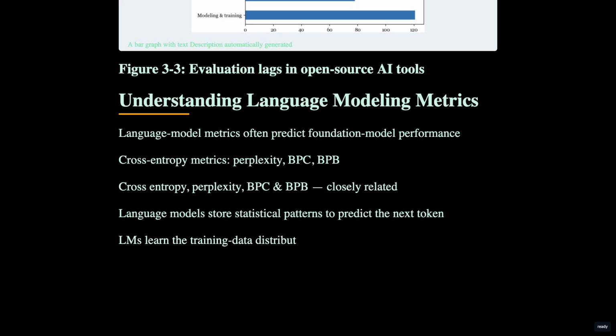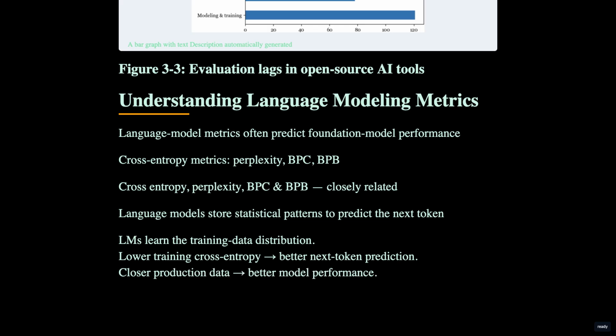A language model's job is to approximate the distribution of its training data. If it does this well, its training cross-entropy falls and it predicts next tokens more accurately. In practice, you care about performance on your production data. The more similar that data is to the training data, the better the model will work for your use case.